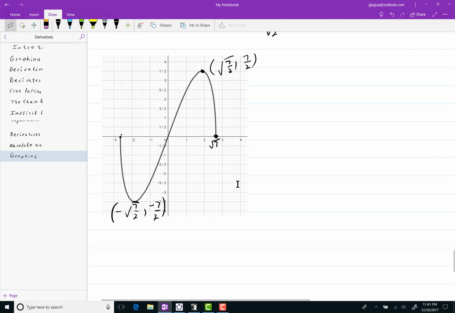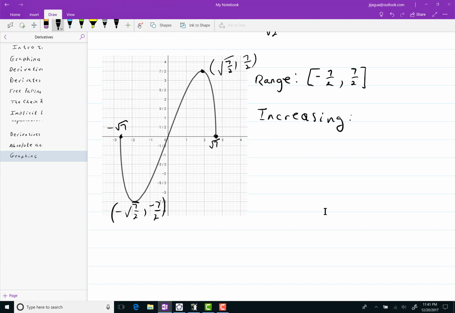So in fact we have a highest and lowest y value, which I said would happen because the function's continuous and it's a closed interval that we're dealing with. So those points are not just local mins and maxes, they're absolute mins and maxes. What's the range of y values that we have? Negative 7/2 up to 7/2. And let's see, it's increasing in the middle.